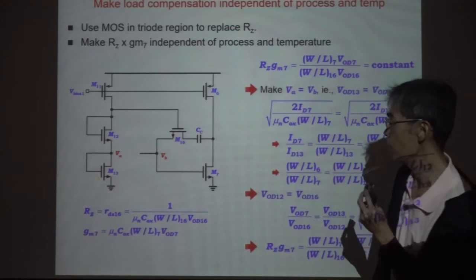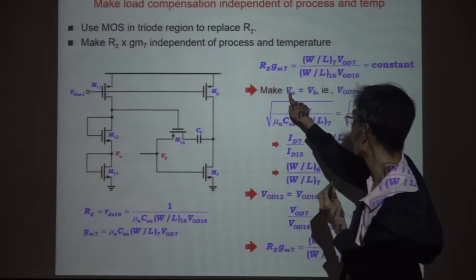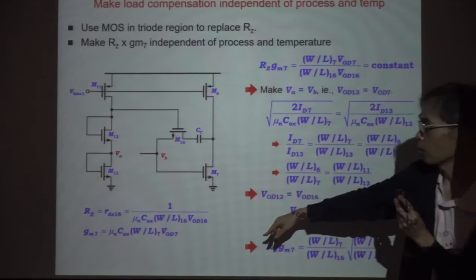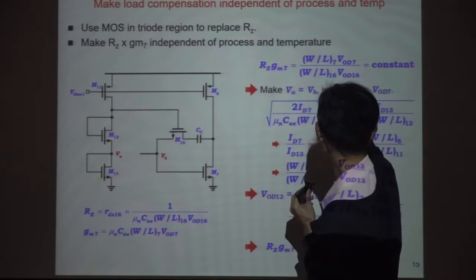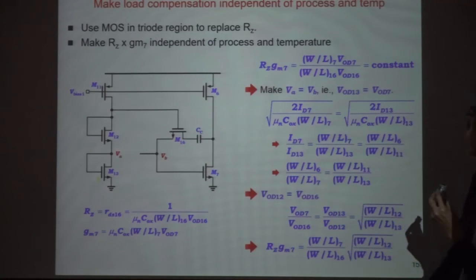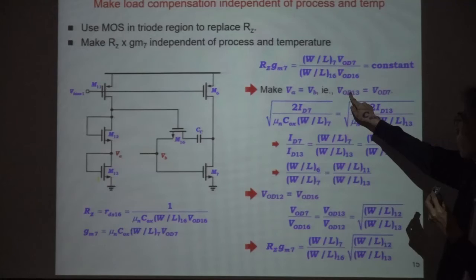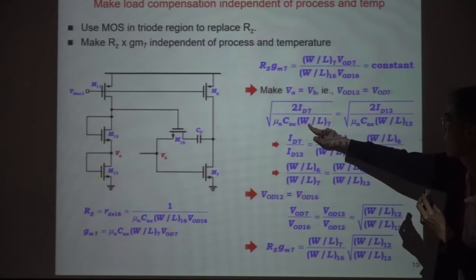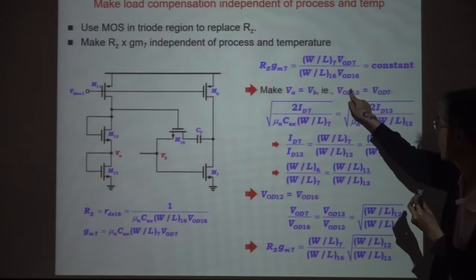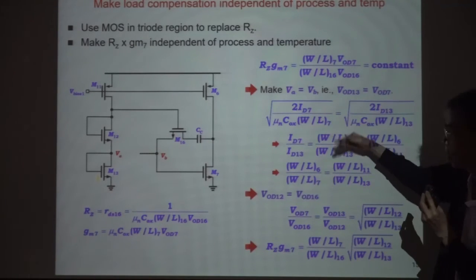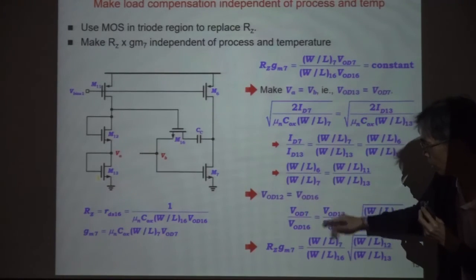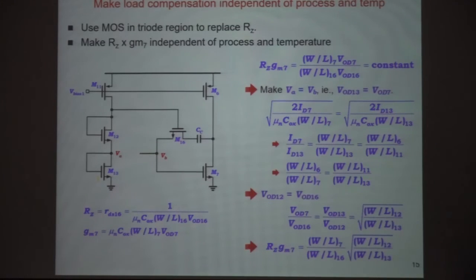And VA, VB, this is VA, VB. You make VA equal to VB, so you can get overdrive 13 and 7. VA, VB the same. So VOD7, overdrive 7, 13, 7. VOD7 is this one, VOD13 is this one. You can manipulate the equation, and with this condition you can eventually derive this one.